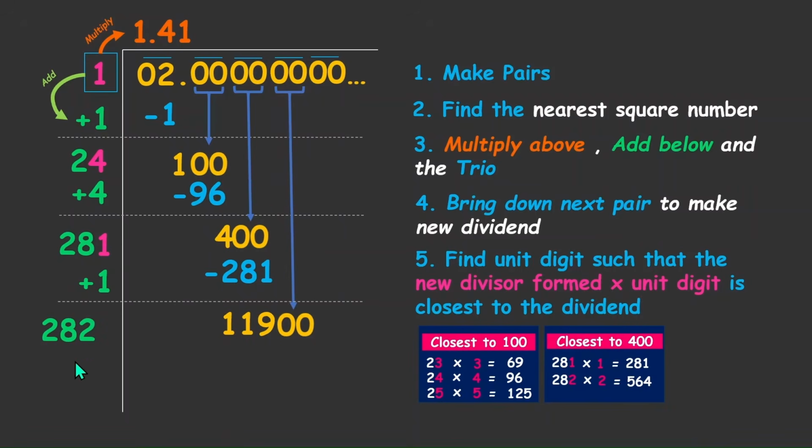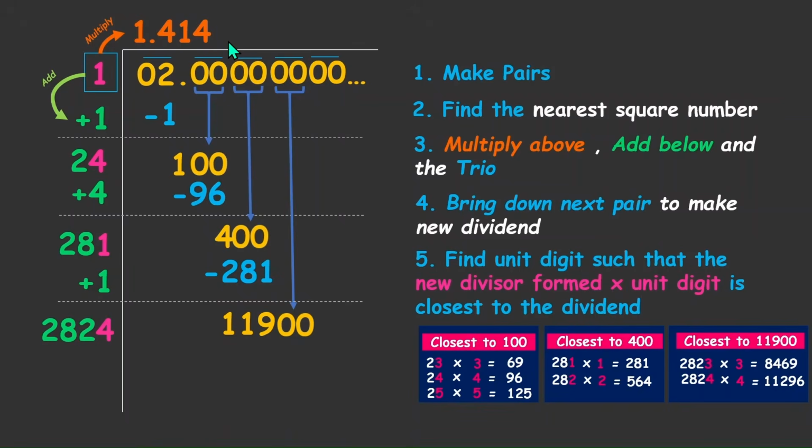And to get the full divisor, we'll have to find a unit digit such that the new divisor into the unit digit, which also comes in the quotient, would be the closest to 11,900. So the closest to 11,900 would be 2823 into 3, that would be 8,469. Or 2,824 into 4, that is 11,296. Now this is pretty close to 11,900. So we'll put 4 here, and we also put 4 in the quotient.